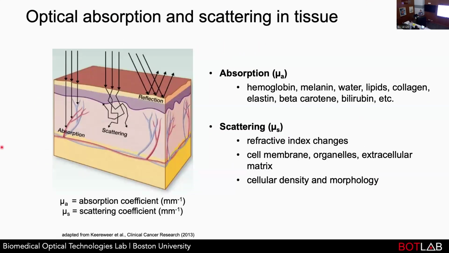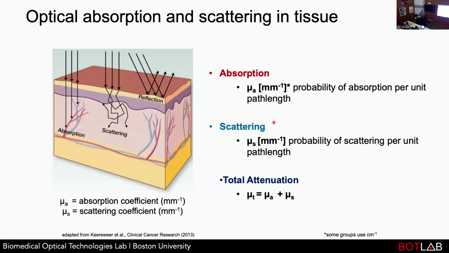Okay, optical absorption and scattering. Absorption is quantified through mu-A, the absorption coefficient, which is in units of inverse distance. In my lab, we quantify in terms of inverse millimeters, but others will quantify in units of inverse centimeters. Just be aware of that difference. Absorption in tissue is caused by chromophores and molecular species that absorb. Here's a list of them that absorb in the visible, the near-infrared, and the shortwave infrared. Scattering is quantified by the scattering coefficient, also in units of inverse distance, caused by refractive index changes, things like the difference in refractive index between the cell membrane and the cell nuclei. It tells you about cellular density, morphology, microarchitecture.